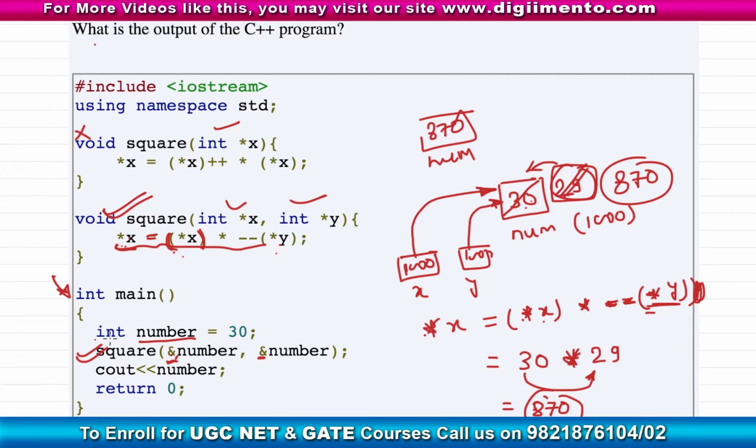Since this function is completed, control goes back to the main function, and then we print cout number. The value of number is now 870, so it will print 870 as the answer. So this is right, 870 is the answer.